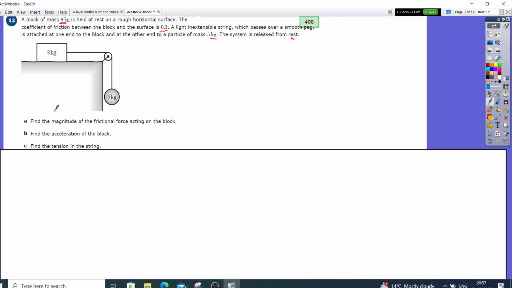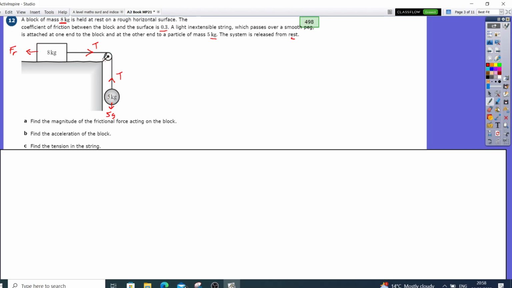Okay, so what we need to do is find the magnitude of the friction force acting on the block, find the acceleration of the block, and find the tension in the string. So first of all, if that's released, we've got this coming down with the weight 5g. We've got tension holding it back. This tension is now dragging this block forward, and what's going to oppose that is friction.